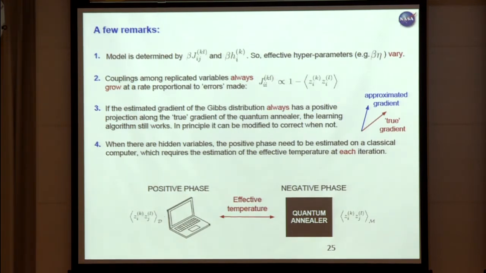Okay, as I said, when you are doing machine learning, you are trying to follow the true gradient of the function that you are optimizing, the likelihood function or the relative entropy or the KL divergence, whatever you are using. But as long as you have an approximated gradient that still projects positively on the true gradient, you are still moving in the right direction. If it's a random error, it shouldn't matter. If it's a systematic error, at some point it should matter.